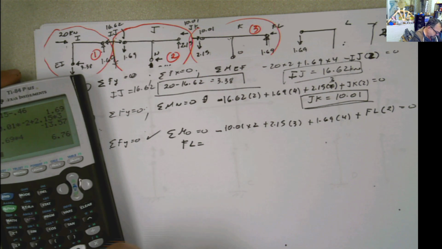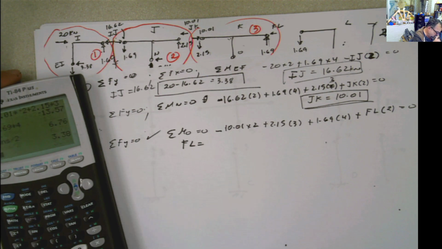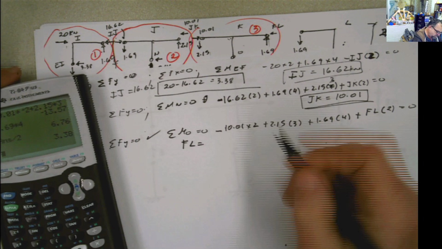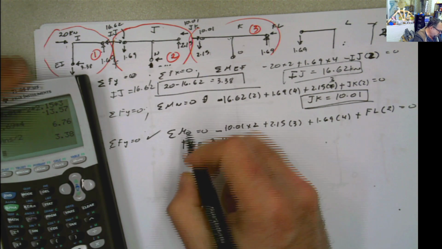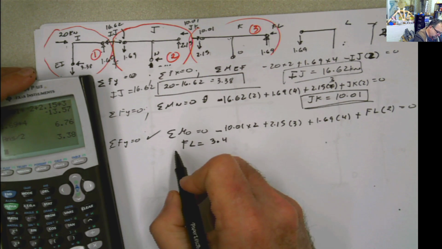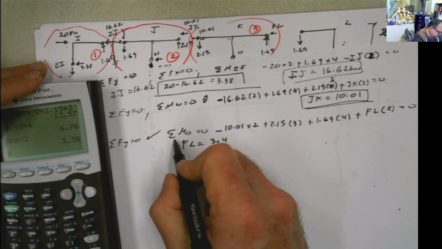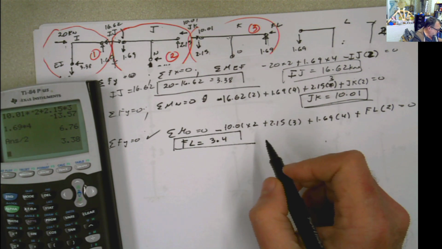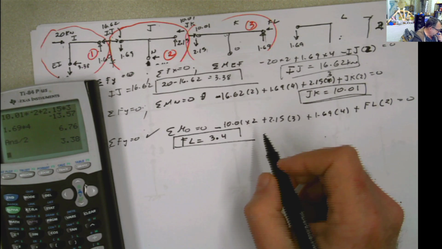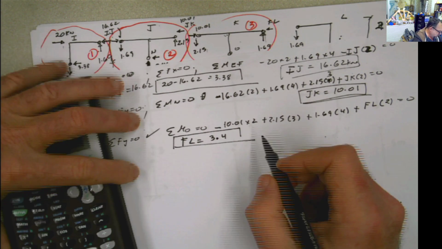And that has to be divided by 2. And then we have 3.4. That's our value for FL, 3.4. Okay. Now what else?